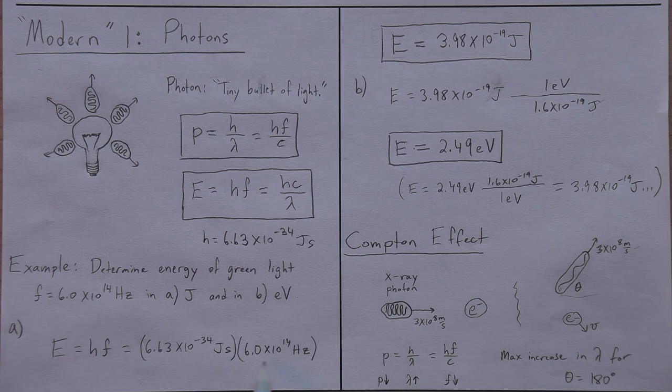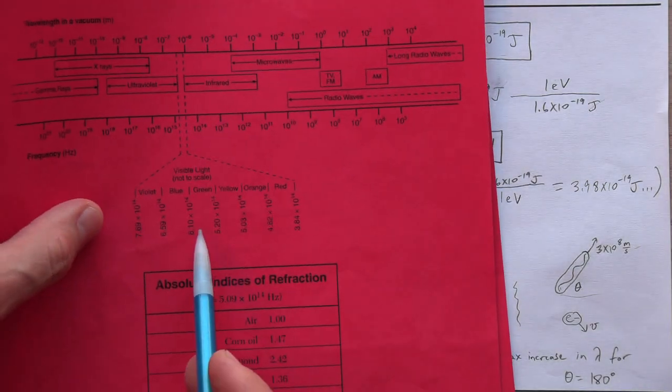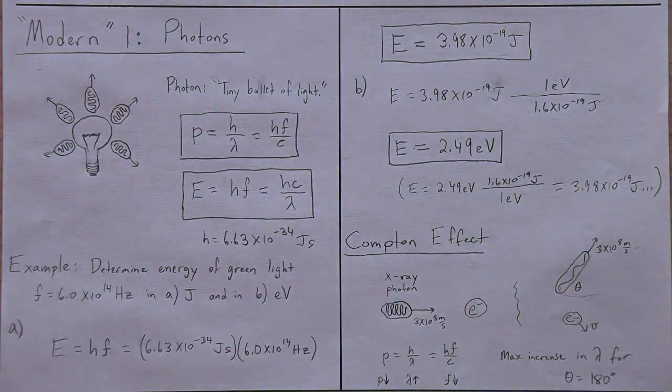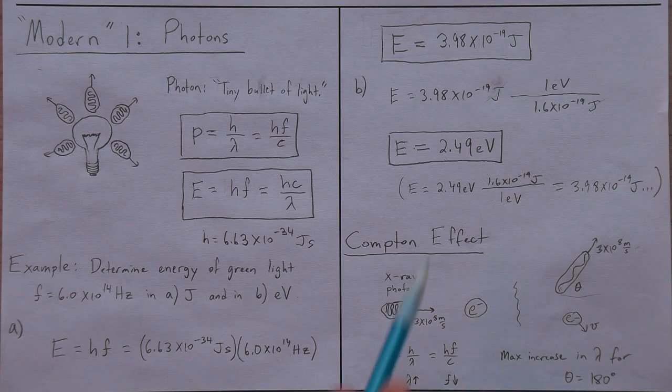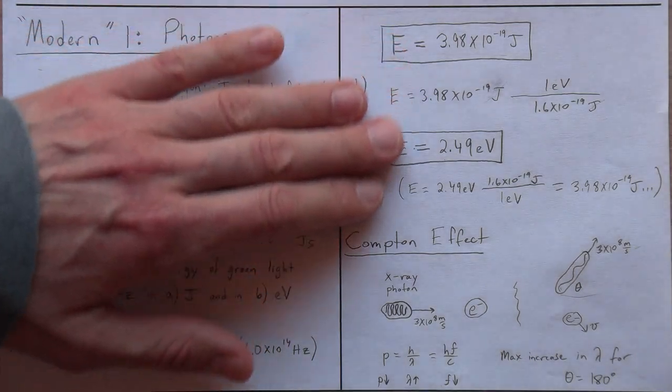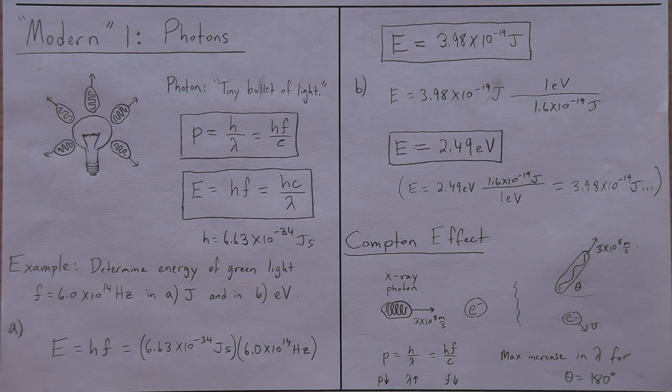Plug in Planck's constant. This is unknown f. I divide and I get this. Then I go back to the reference table and I say, okay, now what color is that? I look up 6 times 10 to the 14th. Here it is. Oh, green light is the answer. So that would be the same calculation done in reverse. All right, so that's basically what you're going to be using primarily on the homework, that calculation.